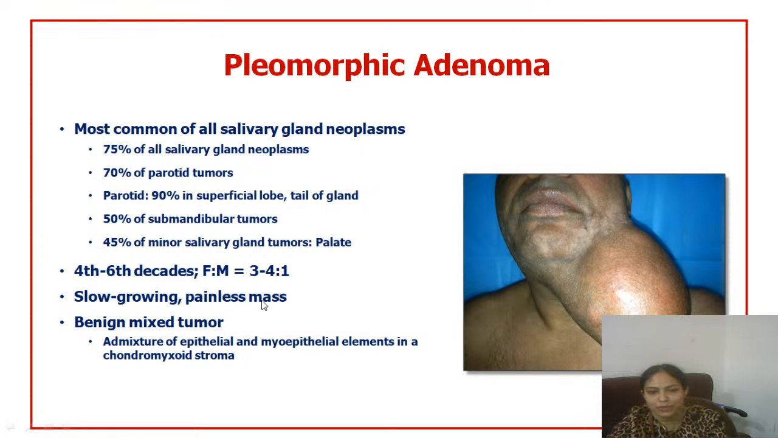It's a slow growing painless mass, and it can grow to very large sizes, as you can see here in this patient. It's called a benign mixed tumor. It's called mixed because it has an admixture of epithelial cells, myoepithelial cells, and a very typical chondromyxoid stroma.